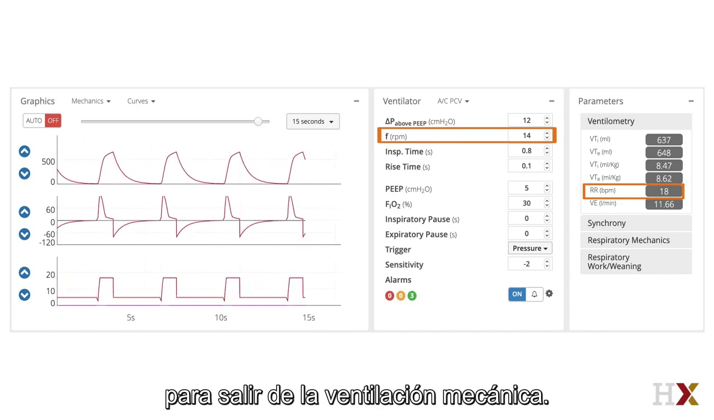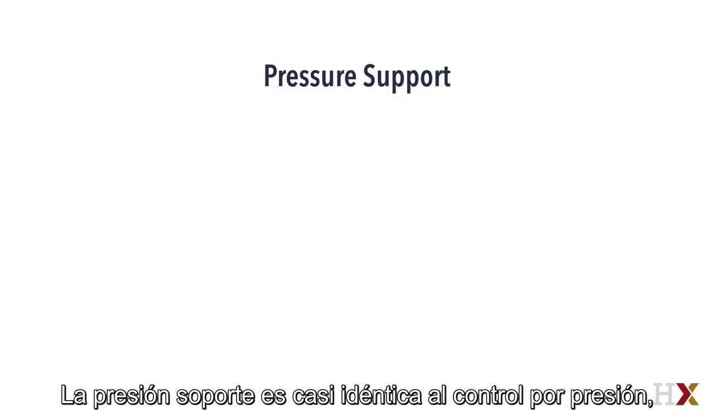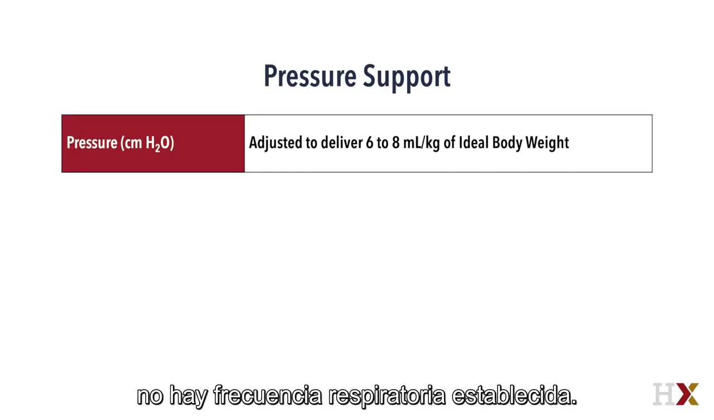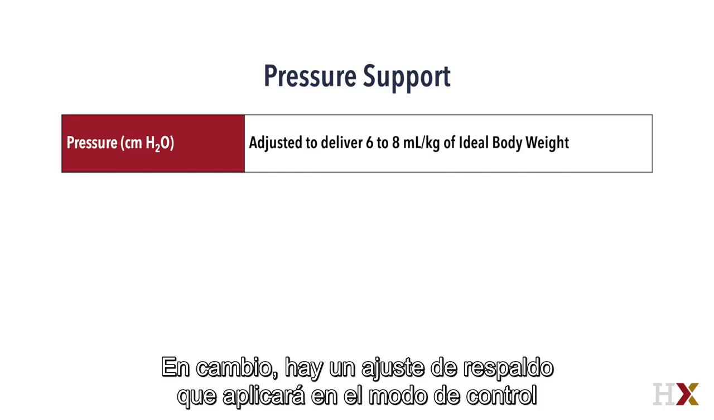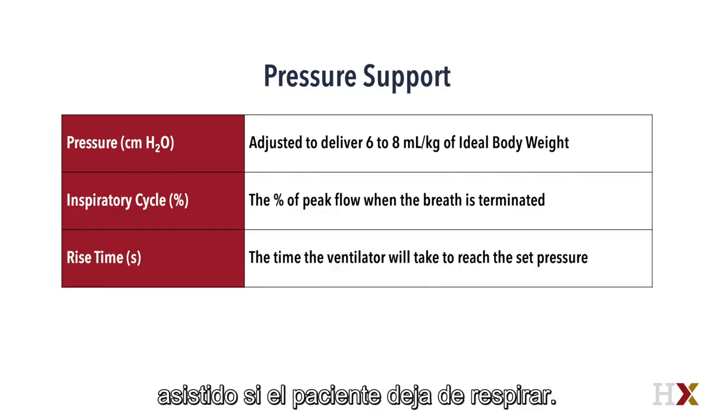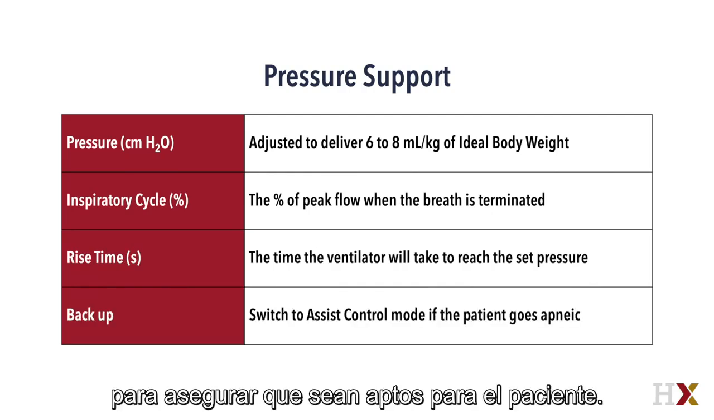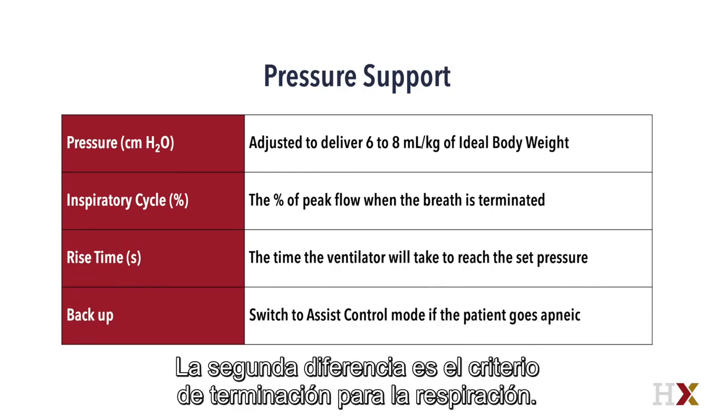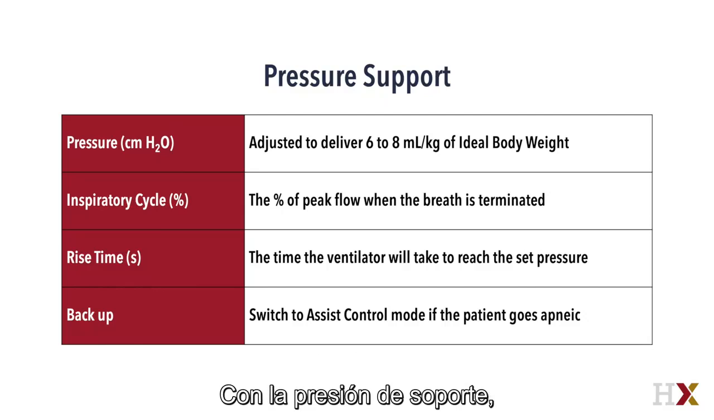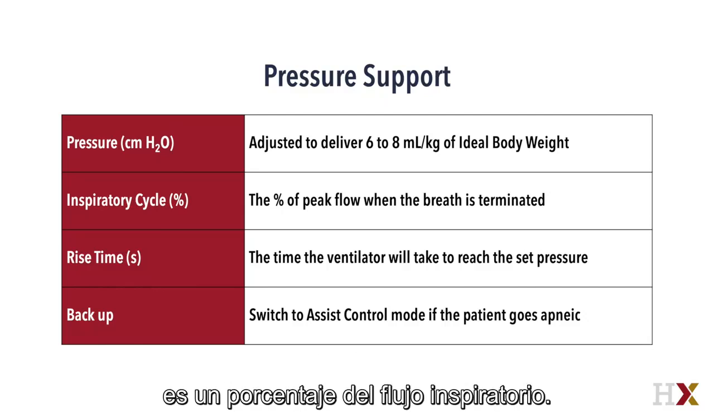Pressure support is nearly identical to pressure control except for 2 things. There is no respiratory frequency set. Instead, there is a backup setting that will apply an assist control mode if the patient stops breathing, and it is important to check the settings for that to make sure they are applicable for the patient. The second difference is the termination criteria for the breath. With pressure assist control, it is based on time in seconds. With pressure support, it is a % of the inspiratory flow.